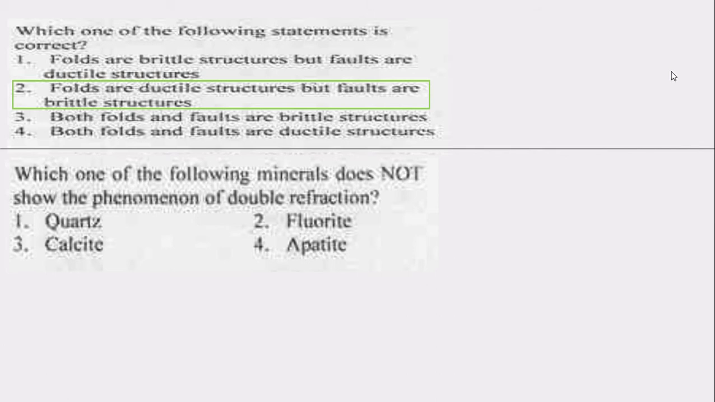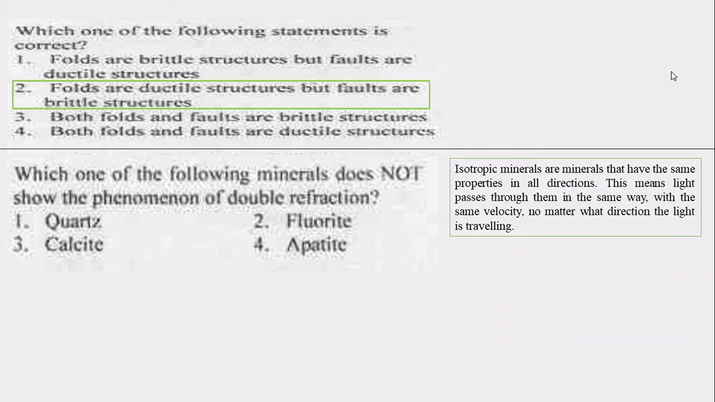And the next question is: which of the following minerals does not show the phenomenon of double refraction? What is double refraction? They are asking for the isotropic mineral. They ask for which is not an anisotropic mineral. That means simply isotropic mineral.